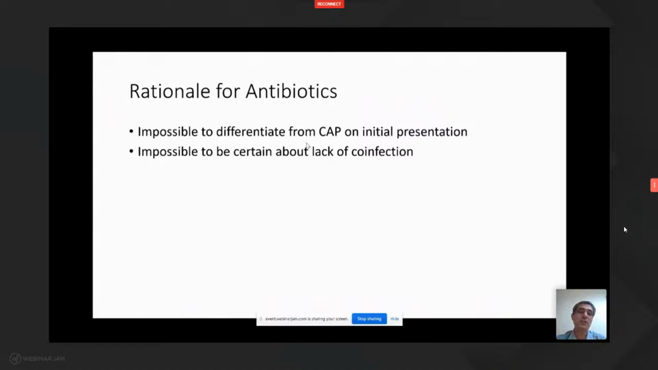If you look at CAP data, about 35% of CAP is actually virus, and the remaining are bacterial, and atypical is only 15%. And the presence of viral and bacterial, that is an adenovirus or a rhinovirus and a strep pneumo, is going to be a significant, almost 30 to 40% overlap that happens in community-acquired pneumonia. So you can never be certain about lack of co-infection, and this uncertainty especially plays on the minds of the clinician, especially when the patient is really ill.